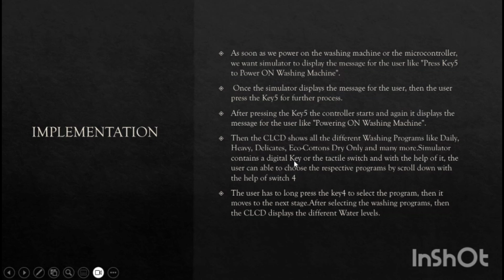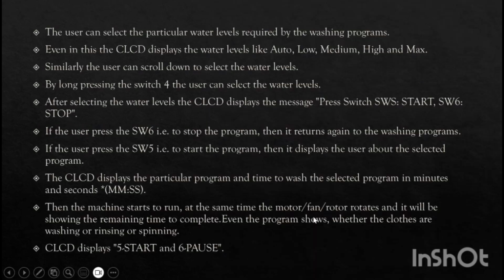simulator. By using a digital key tactile switch, we can choose the respective programs with the help of switch 4. The user has to long press key 4 to select the program. Then it moves to the next stage after selecting the program. Then the CLCD displays the different water levels. The user can select the particular water level required by the washing program. The CLCD displays water levels like auto, low, medium, high and maximum. Similarly, the user can scroll down to select the water levels. By long pressing switch 4, the user can select those water levels.